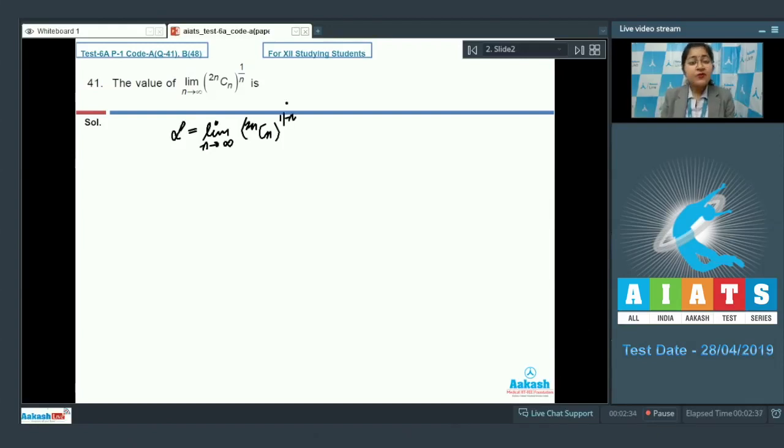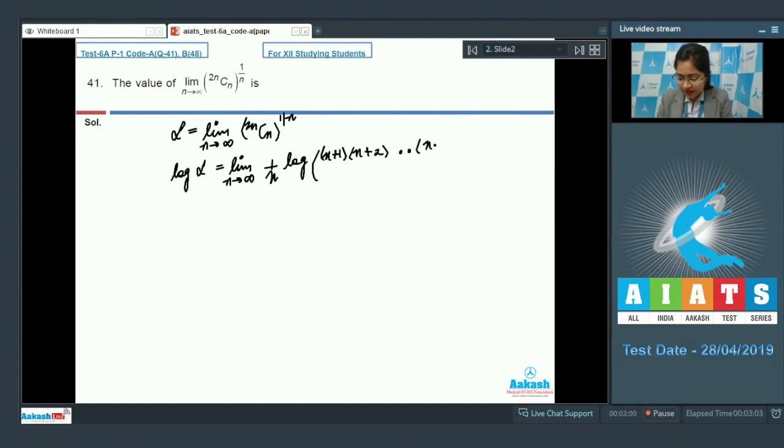If we take log on both sides, we can write log L equal to limit n tending to infinity. Taking log, 1 by n can be taken out, so I can directly write 1 by n into log of, if we expand 2nCn, then we will get (n plus 1)(n plus 2) and so on up to 2n, that is n plus n, upon 1 into 2 into 3 up till n, right?